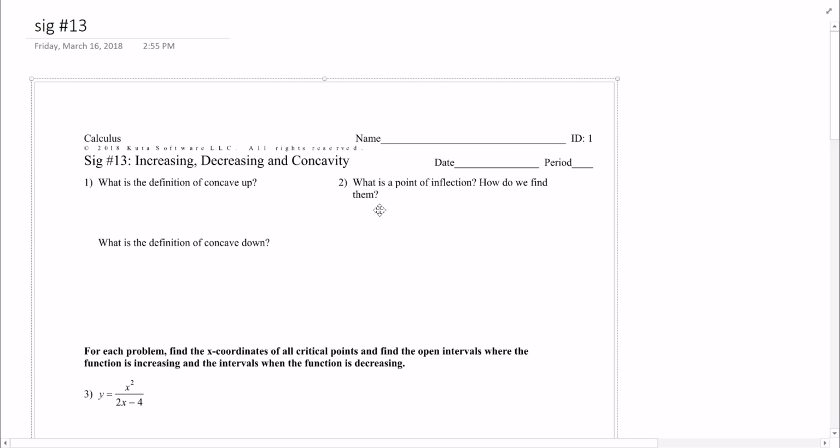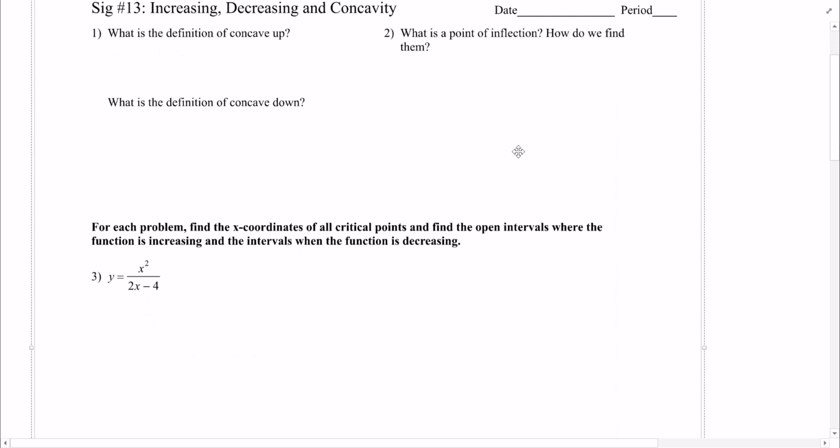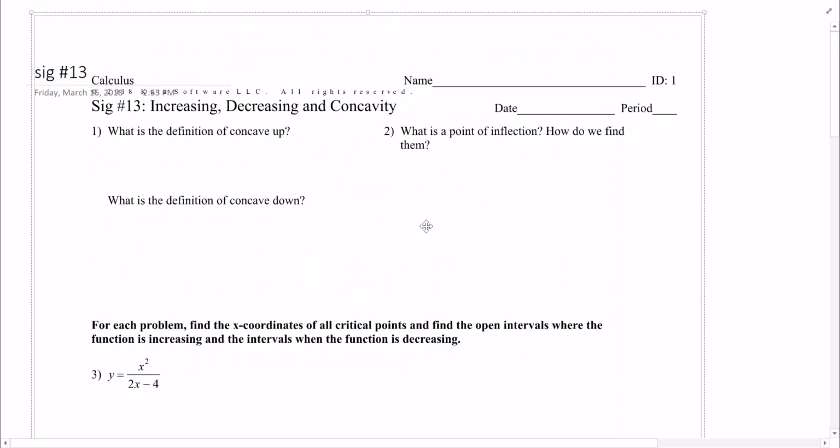Everybody, we are on SIG 13, which means if you're here, you're doing really well and you're getting close to being at the end, or you're just like, hey, I know how to do this one, or I kind of know how to do it, I still have to watch the video.